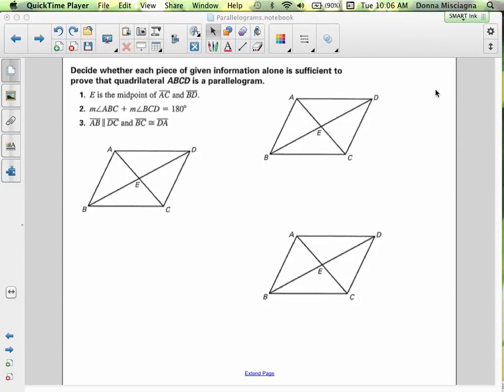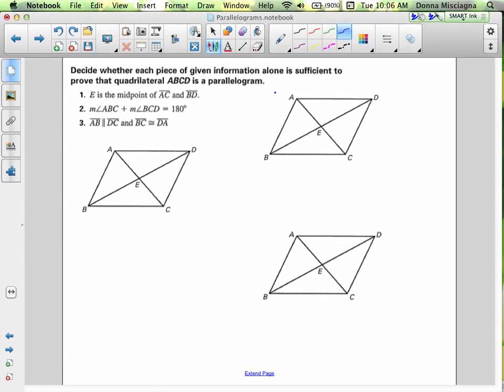Welcome. All right, so now we're going to prove some quadrilaterals are parallelograms, or maybe we're going to prove these are not parallelograms. So decide whether each piece of given information alone is sufficient to prove quadrilateral ABCD is a parallelogram. I cleared out some space here, so now it's not so crowded. So we'll put number 1 here. And I think this one's in your notes. E is the midpoint of AC and BD.